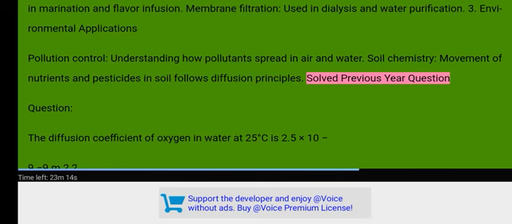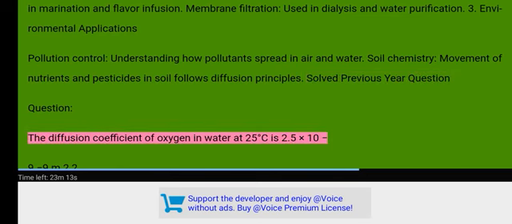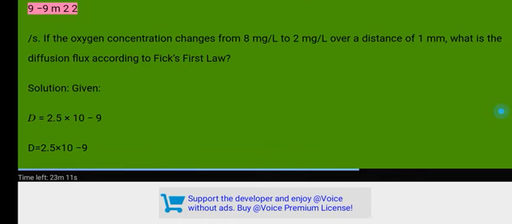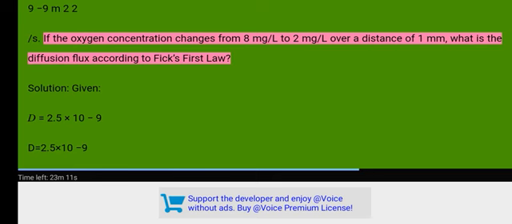Solved previous year question. Question: The diffusion coefficient of oxygen in water at 25 degrees Celsius is 2.5 times 10 to the minus 9 square meters per second. If the oxygen concentration changes from 8 mg per liter to 2 mg per liter over a distance of 1 millimeter, what is the diffusion flux according to Fick's first law?